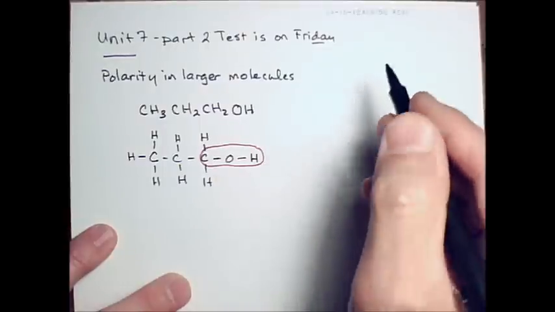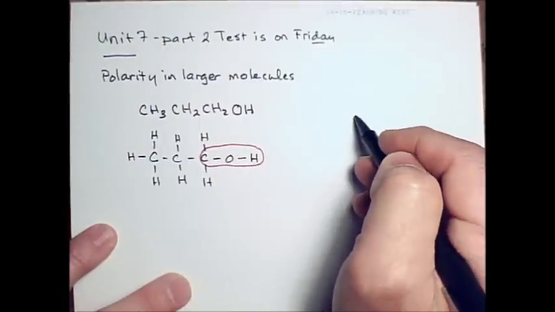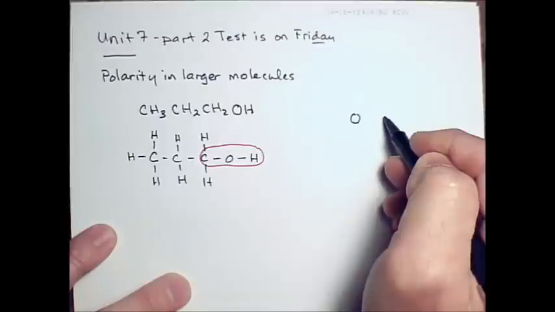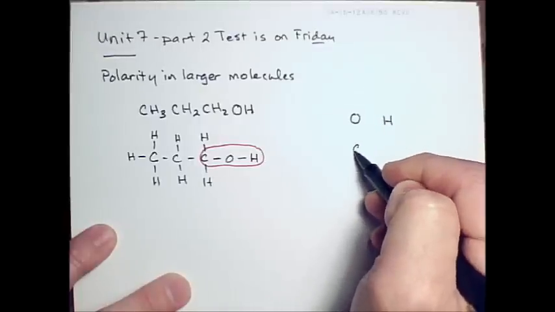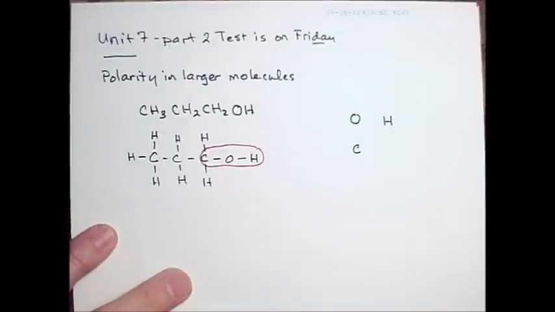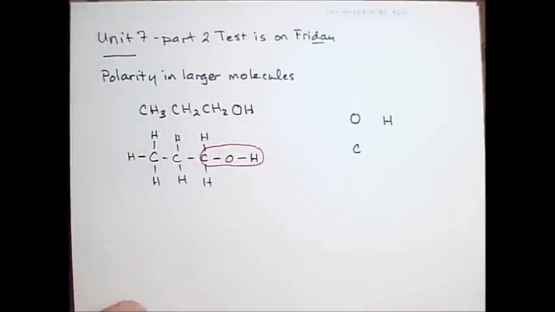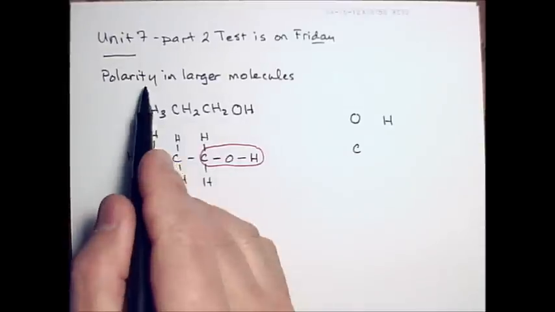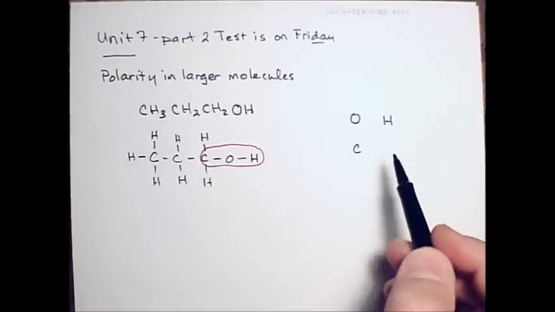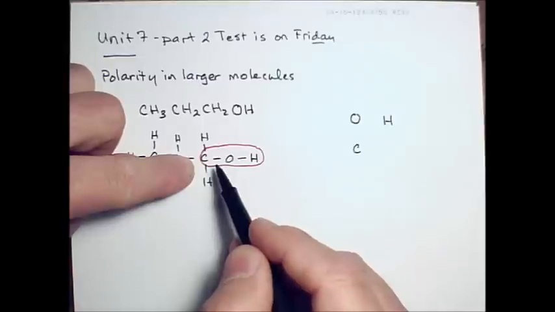Okay? So what I'm going to do is look at how I put together these 3 atoms here. In Unit 4 and last week when we were looking at polarity, we looked at small, simple molecules. Now I'm going to look at part of a larger molecule. Polarity in larger molecules. I'm only going to look at this part right here.